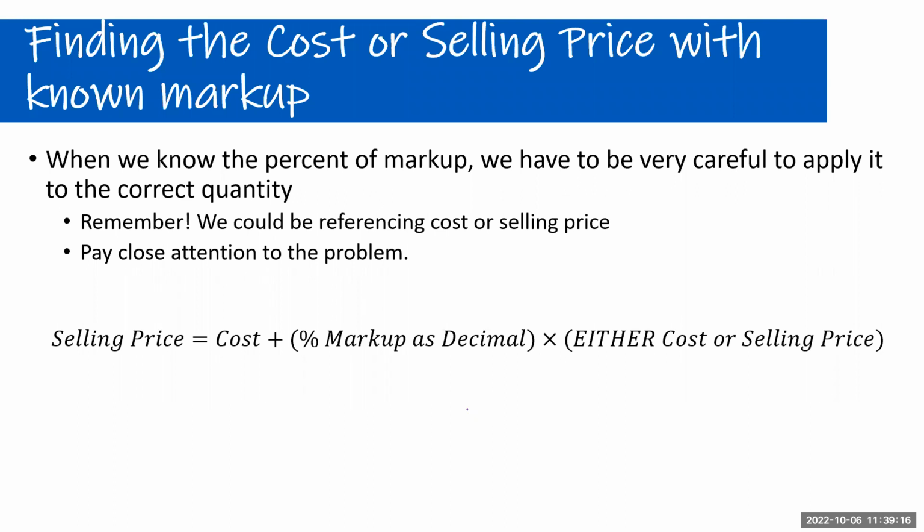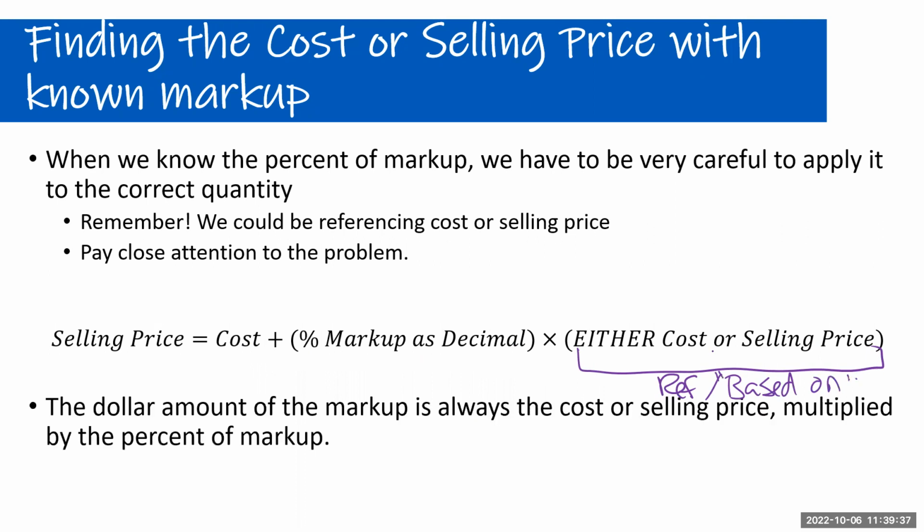So our selling price is going to be the cost, what it costs the business to buy, plus that percent markup times whatever the reference is. So whatever it says it's based on. Our dollar amount of the markup is always going to be whatever the reference is times that percent markup. So you're really just adding your markup amount to the cost. It's just a matter of finding that markup amount.